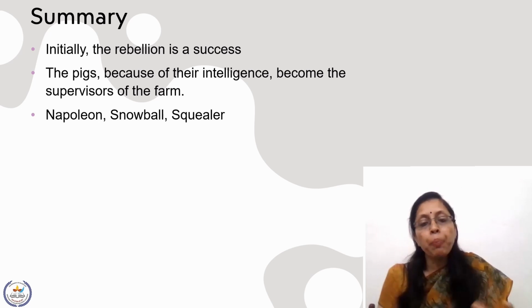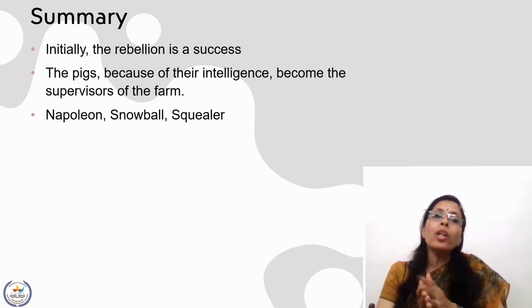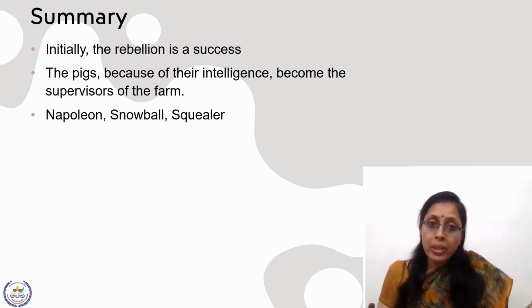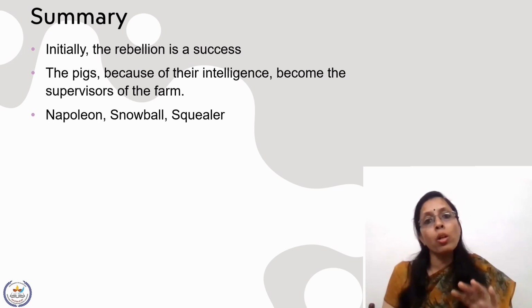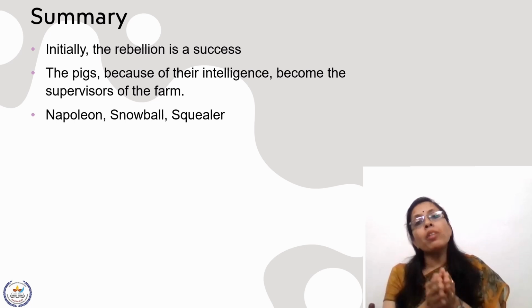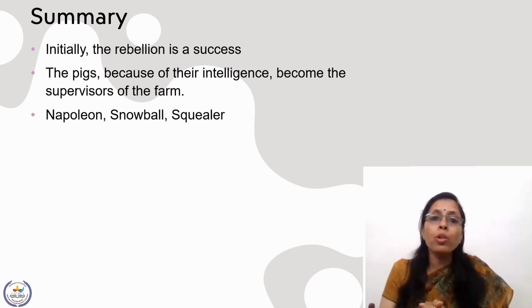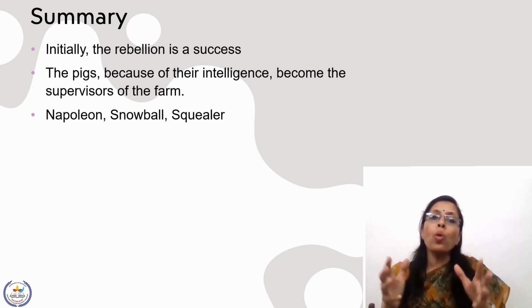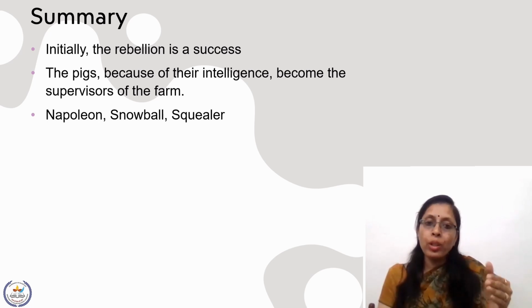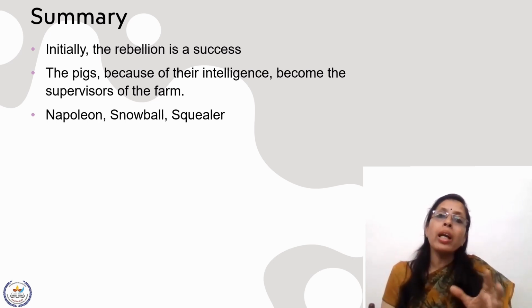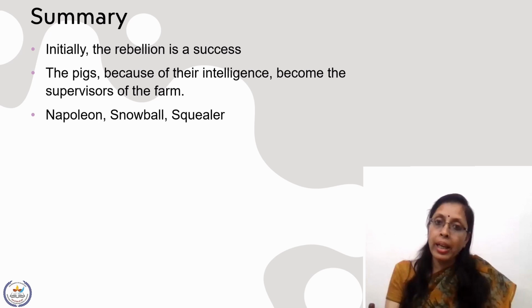And then there are three pigs who are conspicuous, who are smarter than others. So we have Napoleon, who represents Joseph Stalin, and then we have Snowball, who represents Leon Trotsky, and then we have Squealer, who represents Molotov. Out of these three, Napoleon and Snowball are smarter than everybody else on the farm.